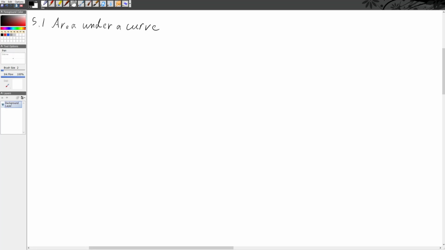Alright, so what I want to talk about today is going to be section 5.1, area under a curve. So the whole point of this section is that given some kind of curve on some finite interval, here's f of x, there's y, there's x. The whole question is, okay, what is the area that's between the curve and the x-axis?